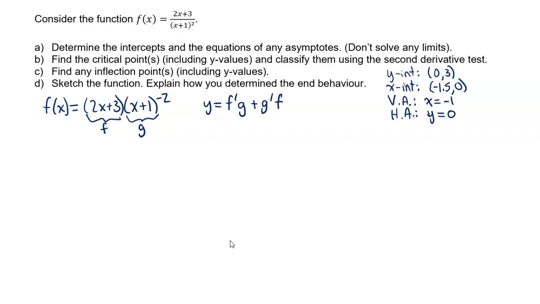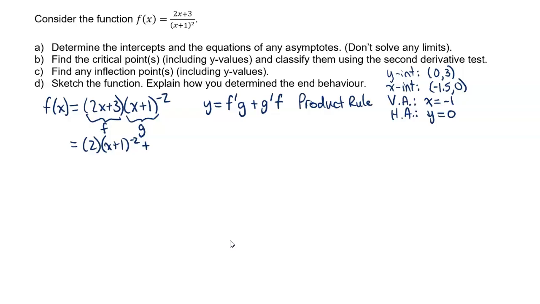I realize it's f of x already on the left, but let's not let that confuse us too much. Let's just focus on the first function and the second function because that's the pattern of the product rule that we're using here. What we're going to do is take the derivative of that first function. The derivative of 2x plus 3 is just 2. And we're going to multiply that by the second function, x plus 1 to the negative 2.